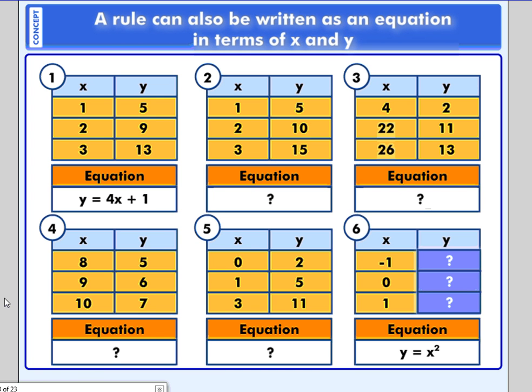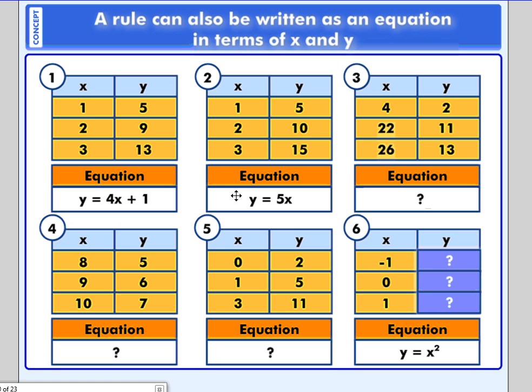Okay, so I want you to go ahead and look through these 6. See if you can figure out the equation on the first 2, for number 4, and for 2, 3, 4, and 5. And number 6, apply the equation to the table and find out your values for y. Okay, make sure you pause long enough to check each one. So go ahead and check.